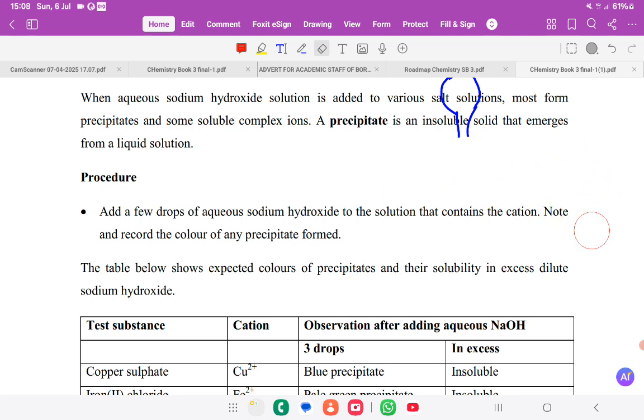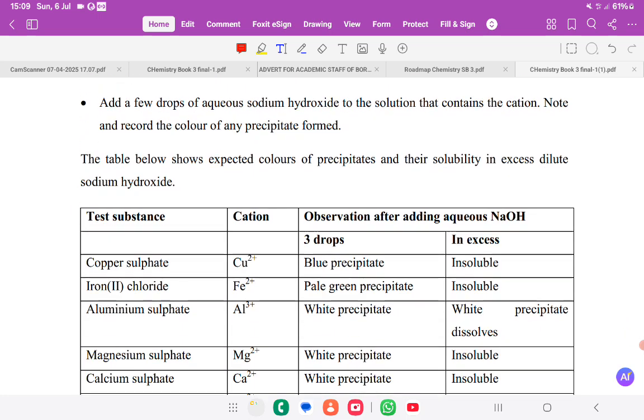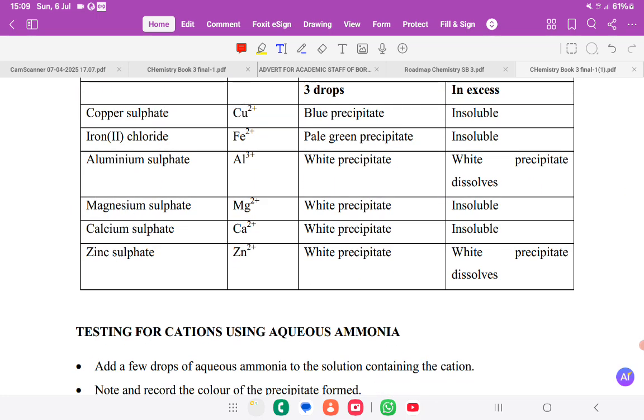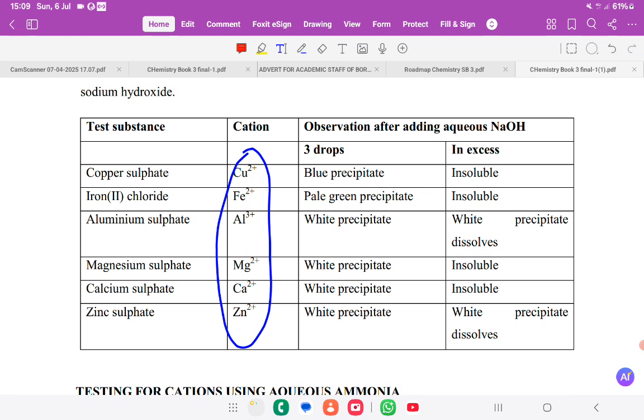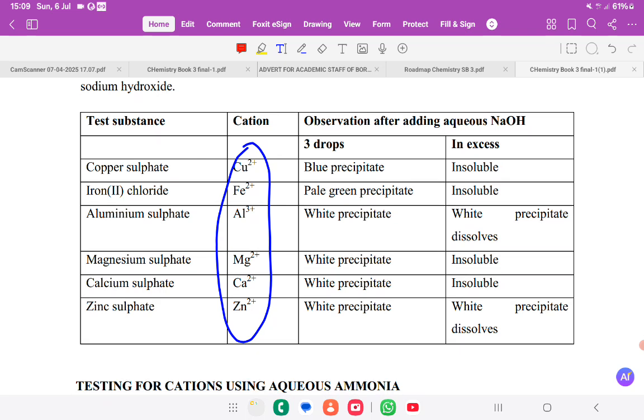Yesterday we looked at how you can test for cations. Remember, cations are positively charged ions, and they are mostly metallic ions. So all these copper ions, iron ions, aluminium ions, magnesium ions, calcium ions, zinc ions are the mandatory ions whose tests you must know at the MSCE level. So recall that we discussed the test for these ions using aqueous sodium hydroxide solution.